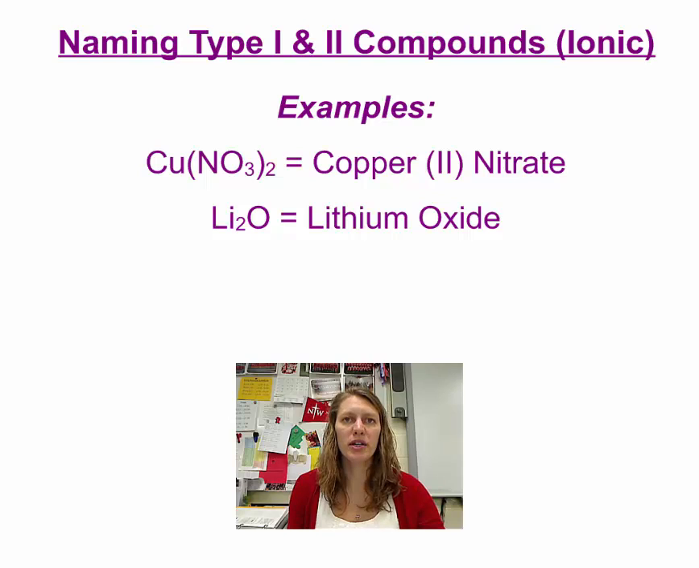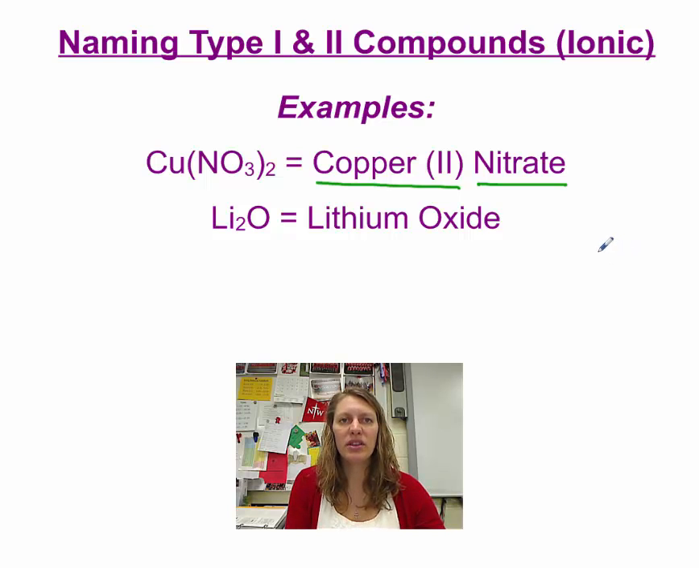So as we move forward here, we're going to be talking about type 1 and 2 compounds first. With type 1 and 2 compounds, there's a few general rules that you want to keep in mind with writing their names and writing their formulas as well. The first thing is that we always write the cation's name first. So that's going to be the positively charged ion first, followed by the anion's name second.